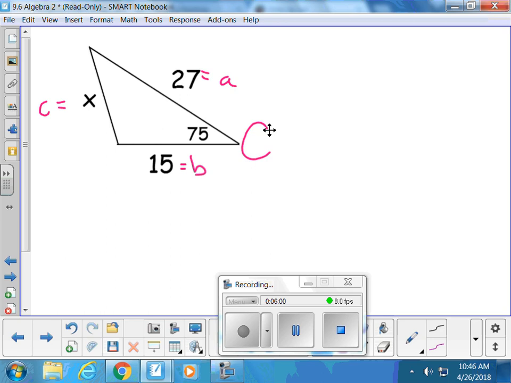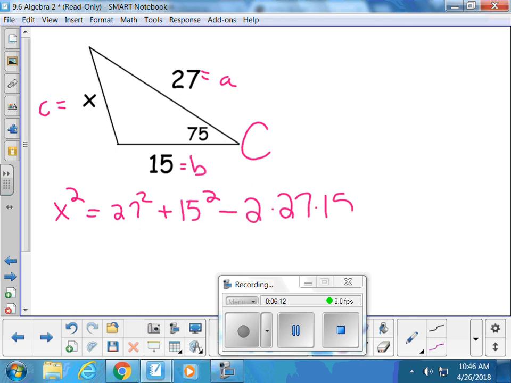All right, so here goes my formula. C squared equals A squared plus B squared minus 2AB. So once you use the 27 and the 15 once, you end up using the 27 and 15 again. It always works like that. And then cosine C. That's where your angle goes.